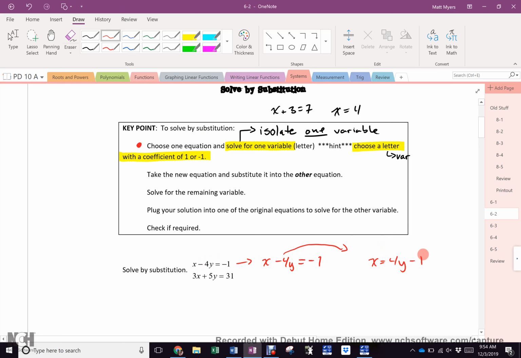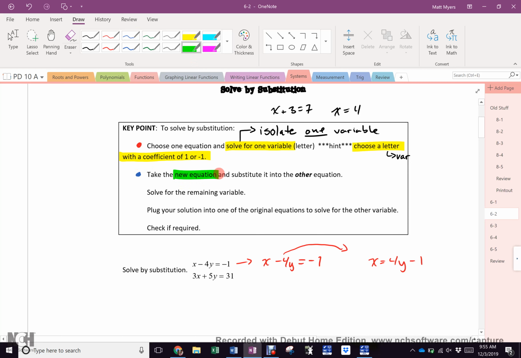Agreed? Does everybody see what I did there? Don't read ahead in the chat in the list. Does everybody see what I did there? X is now isolated. Now, if you were to read that as a sentence, you would say x equals 4y minus 1. And equals has a synonym in English, right? X is 4y minus 1. Everybody cool? Okay. Now, next, in blue, take the new equation.